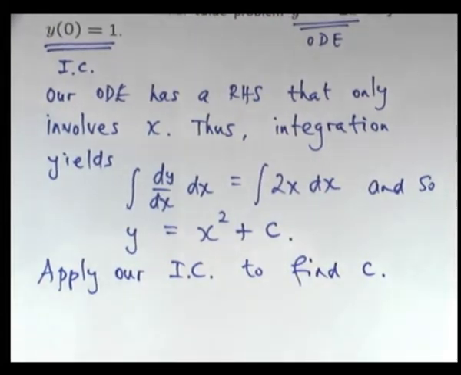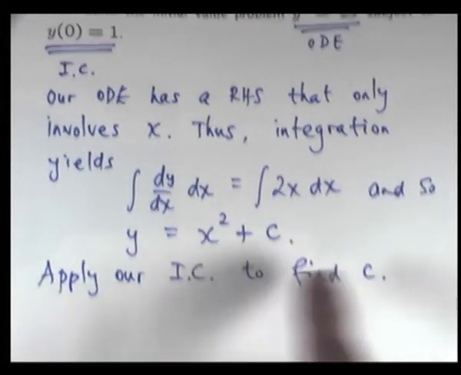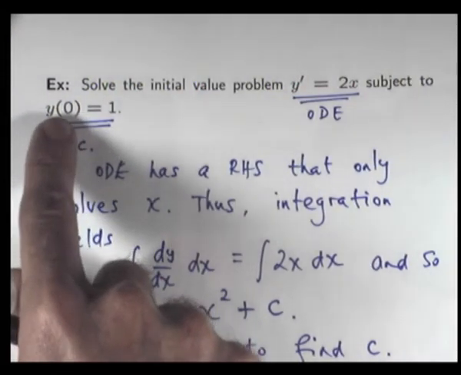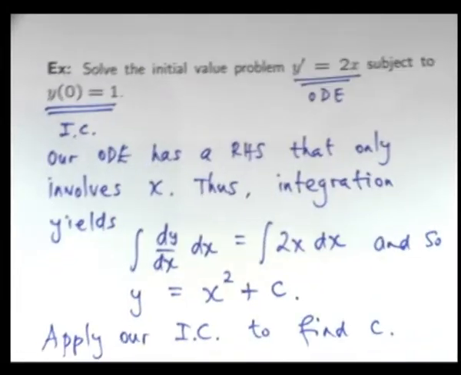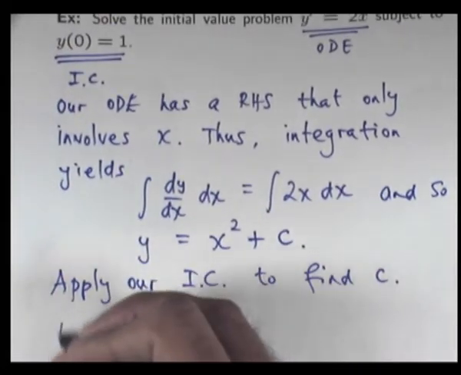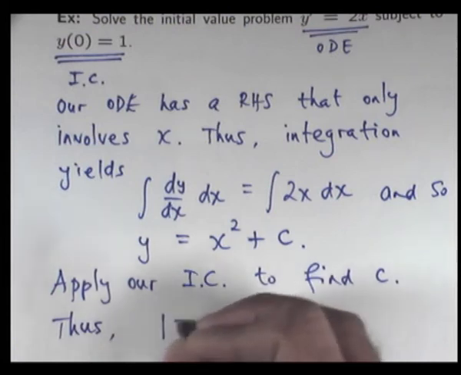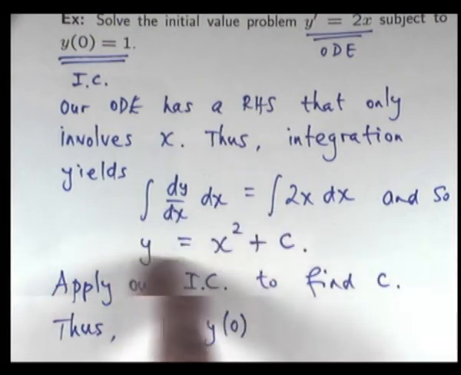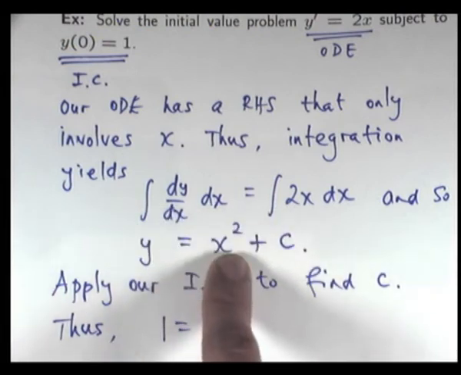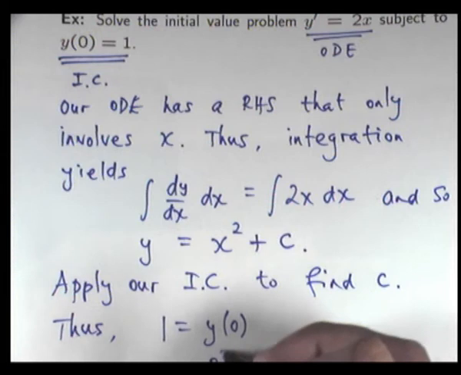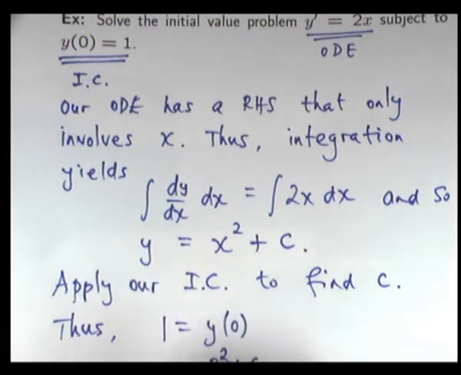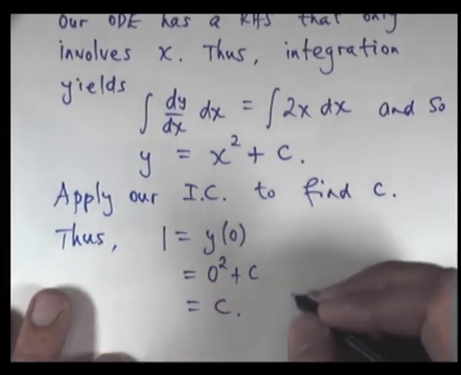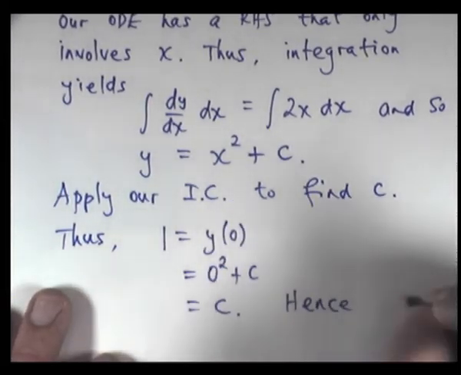What we do is we apply the initial condition to find our constant c. So we know that at x equals 0, the value of y is 1. So let's use that information. I'm going to go to my general solution and substitute in x equals 0. So this will disappear. So if we look at this equation here, we know that c must equal 1.